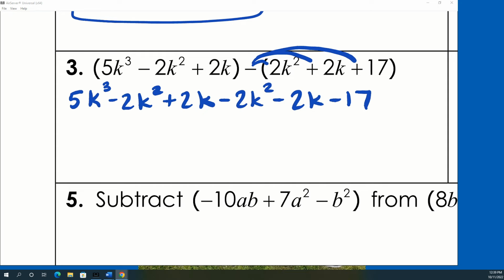All right, then I'm just going to do exactly what I did in the last one. I'm just going to combine the like terms. So I have this k cubed, but I don't have any other k cubes, so I'll leave it 5k cubed. And then negative 2k squared minus 2. So it's like you owe someone $2 and you borrow $2 more. What are you now? Negative 4.